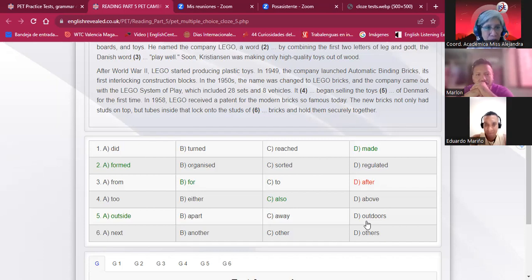Okay, but that process has to be fast. For the first time. In 1958, Lego received a patent for the modern bricks so famous today. The new bricks not only had studs on top, but tubes inside that lock onto the studs of other bricks.